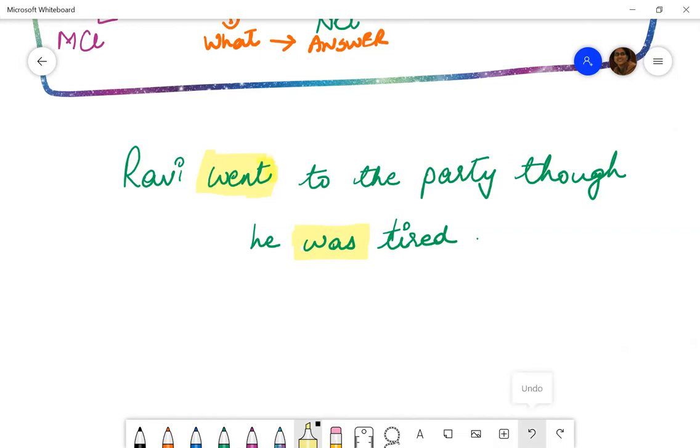And I'm not going to highlight it, so I'll tell you how it actually will be in an exam. What you have to look at is that the entire sentence is my main clause. Ravi went to the party. What? No, it doesn't answer the question. Which party? No, it doesn't answer the question.